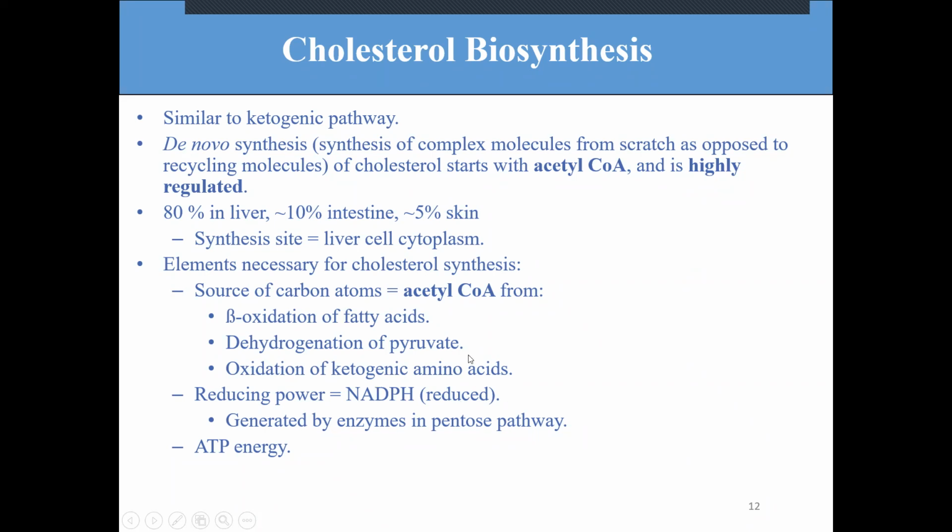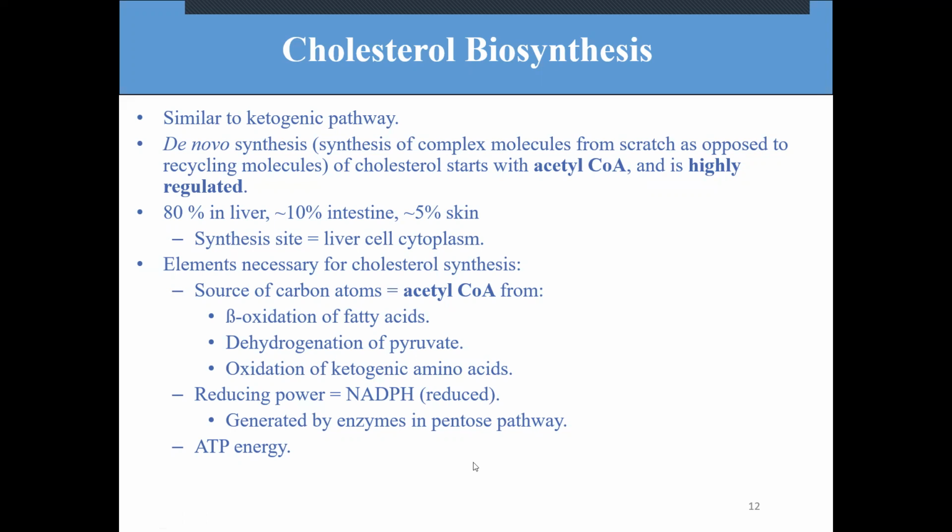So there are three sources of acetyl-CoA to make cholesterol: beta oxidation of fatty acids, pyruvate from the glycolysis pathway, and amino acids. Okay? So that's the first thing you need for cholesterol synthesis, acetyl-CoA. The second thing you need is NADPH. What NADPH does is it has this H over here, which represents hydrogen. So the hydrogen allows NADPH to have reducing power.